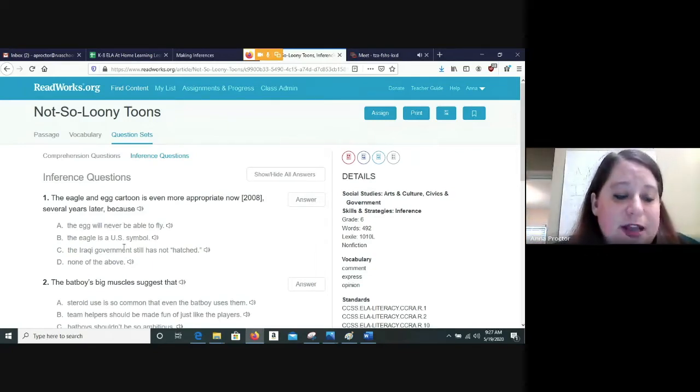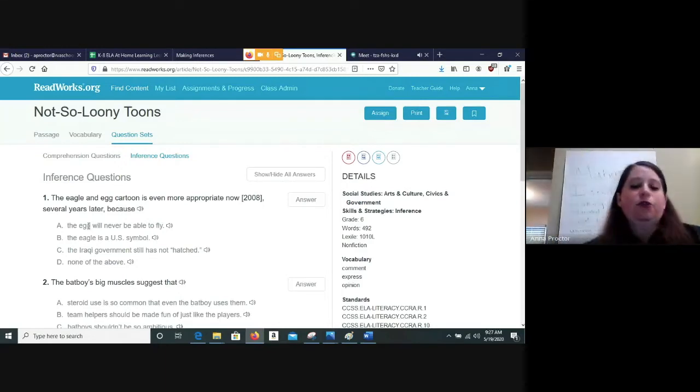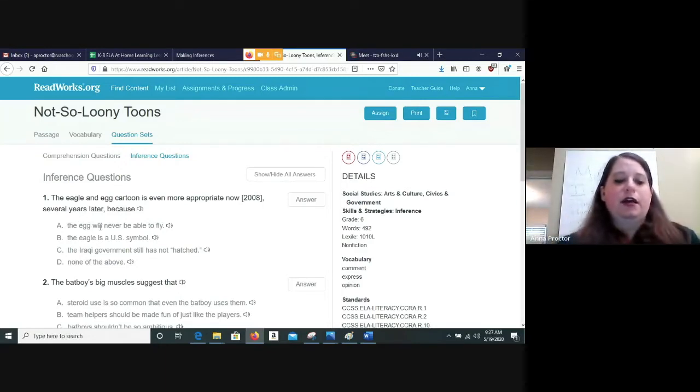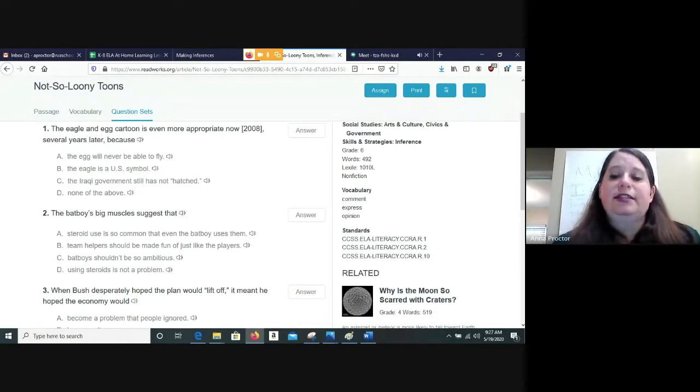The eagle is a U.S. symbol. The Iraqi government still has not hatched, or none of the above. So the egg will never be able to fly is a literal interpretation, so we're going to take that out. We can slash our trash. B, the eagle is a U.S. symbol. We already know that, and that's not more true now than it was back when this was written. The Iraqi government still has not hatched or grown into a full stable government. That's our best choice. That's answer C. So we pick answer C based on the text evidence.